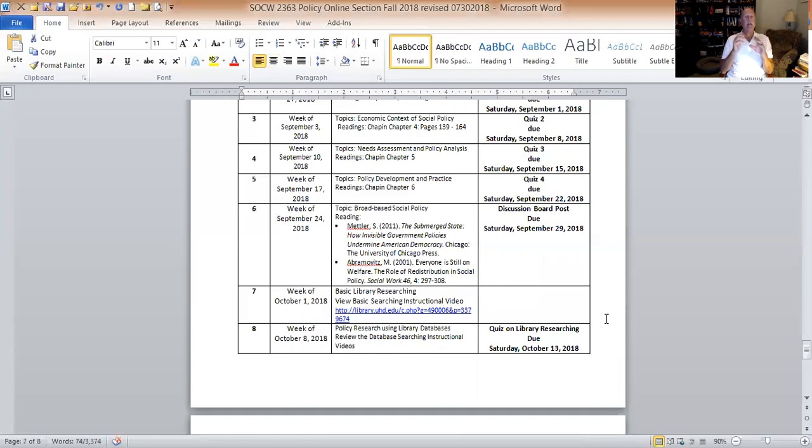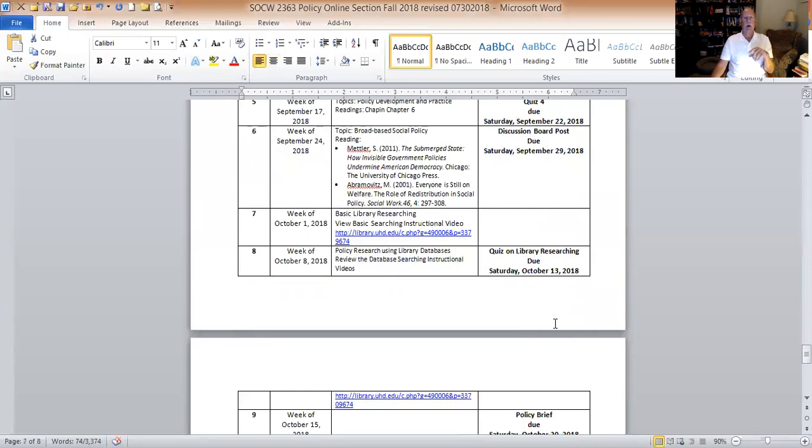My suggestion is that you get hold of the Mettler book as quickly as possible and start to read it. And you already know what the discussion questions are, so you should be able to pull those up and start to prepare. The Abramovitz article is also on the course site. It's in that week, and when everything opens up, you'll be able to download that as well. It's a PDF.